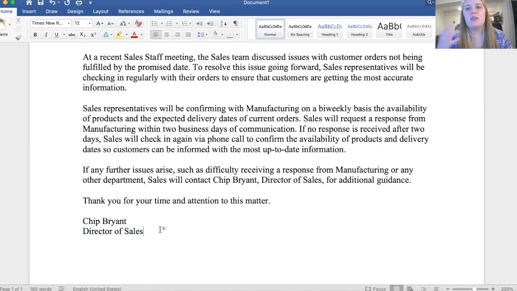This memo, now that it's been rewritten, is a little clearer, it's more concise, and it's a bit friendlier. We don't want to cause tension between departments. It's good to keep us on the same level and show that this is a team. We're not blaming one or another department for issues with delivery and dates not being met. This is an issue we're going to resolve all together.